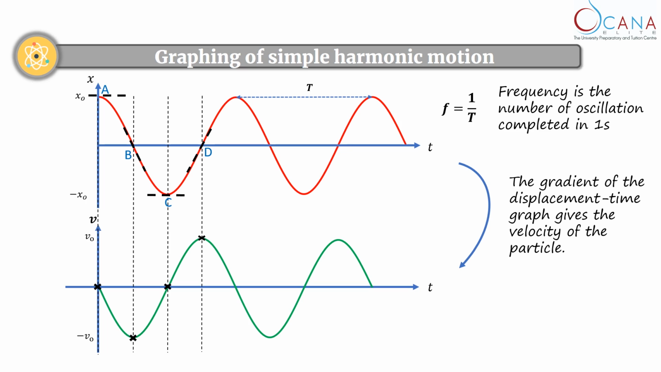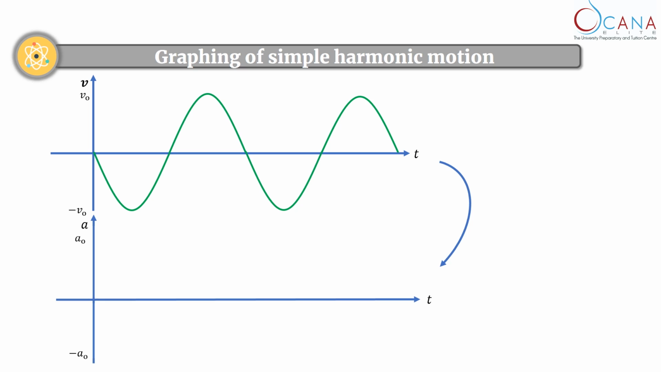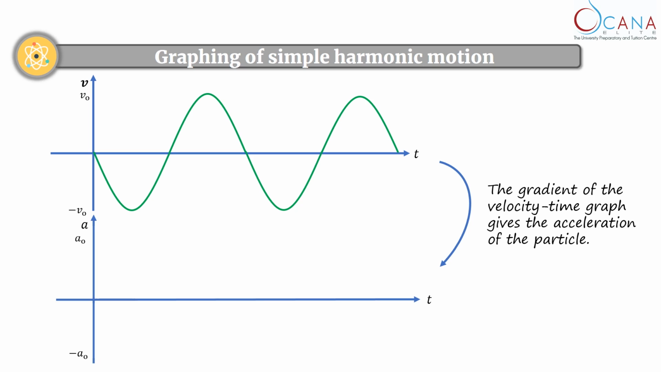After learning how to transform a displacement-time graph into a velocity-time graph, now we learn how to transform a velocity-time graph into an acceleration-time graph. This can be done by considering the gradient, because the gradient of the velocity-time graph gives the acceleration of that particle. Similarly, we consider points A, B, C, D. At point A, the gradient is the maximum negative gradient, so we have a maximum negative acceleration at that point.